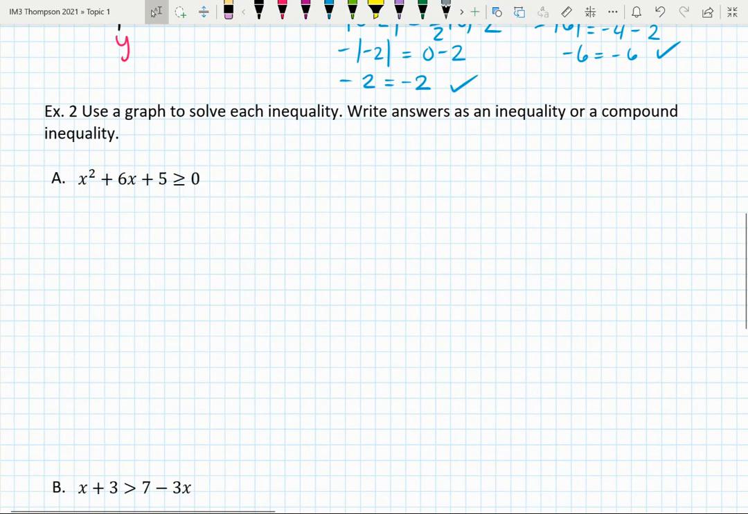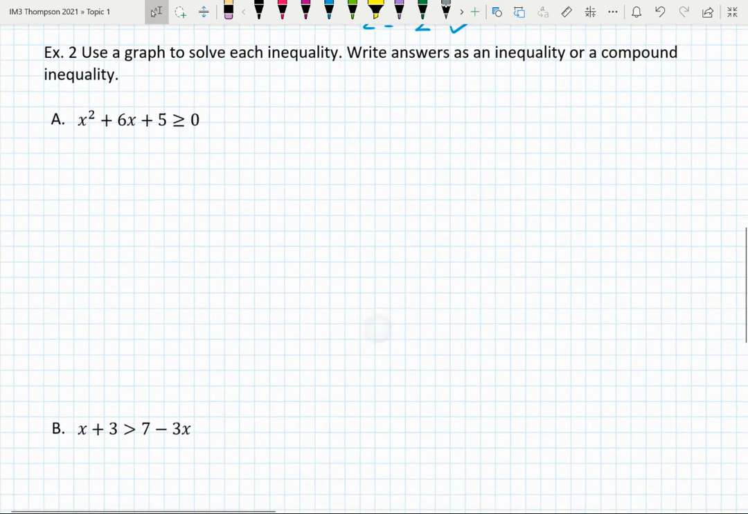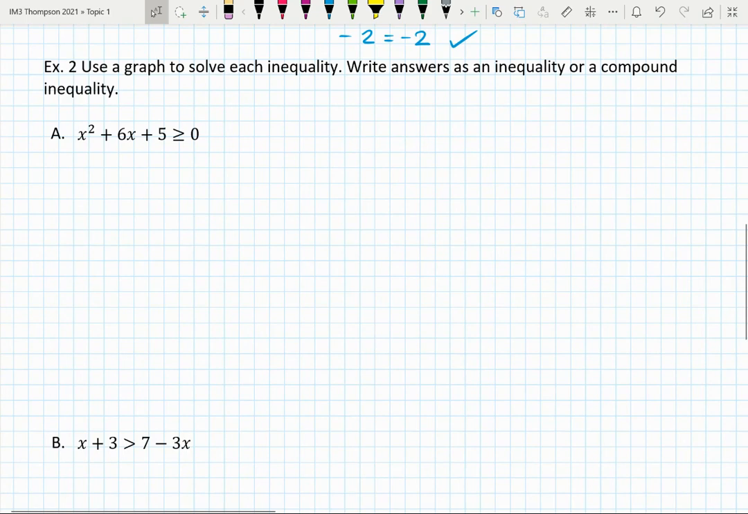Example 2A is going to take a little bit more time than what we have, so we're going to skip to 2B because that one's shorter. So example 2, use a graph to solve each inequality. So now I have an inequality. Write answers as an inequality or a compound inequality. So directions now, instead of having equations, I don't have an equal sign. Now I have inequalities.